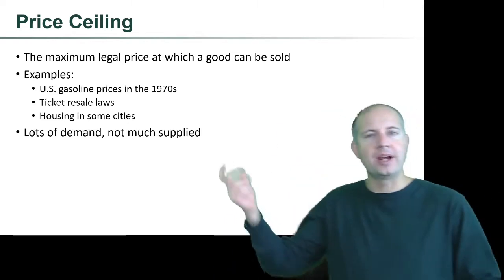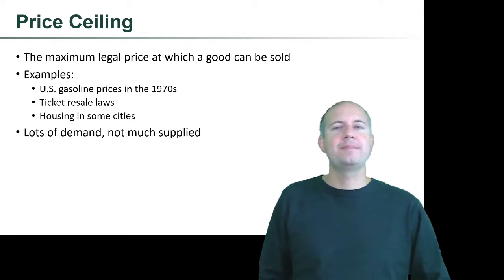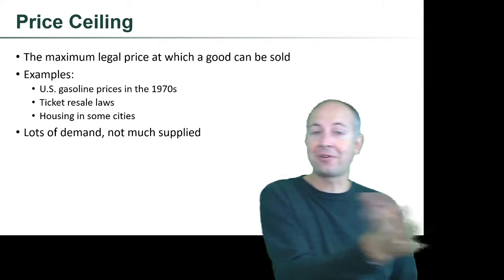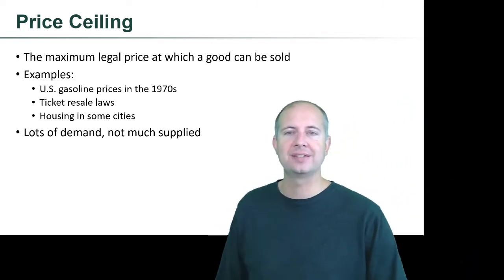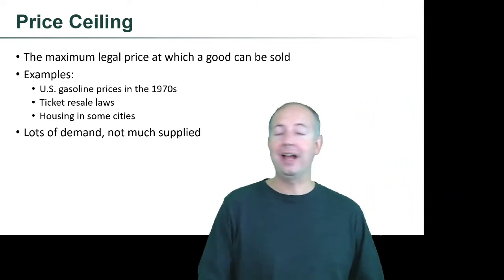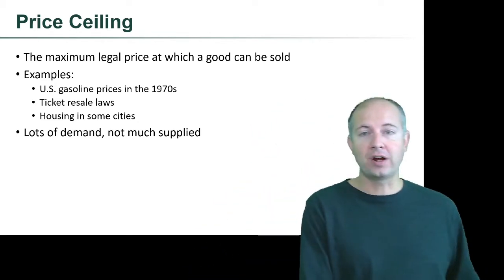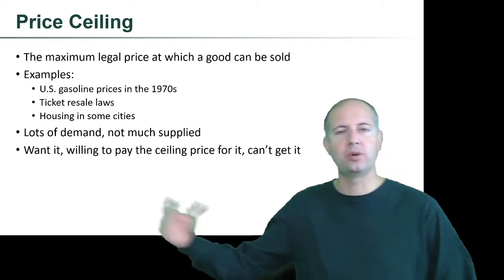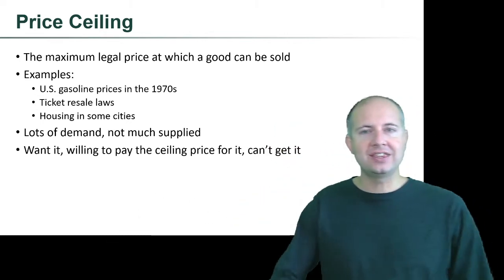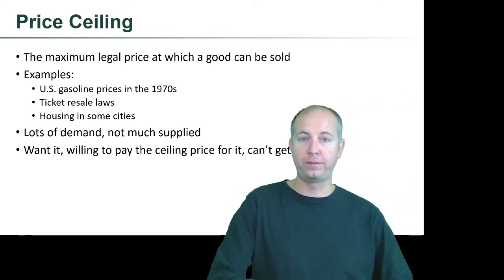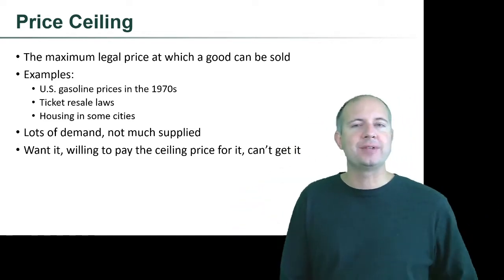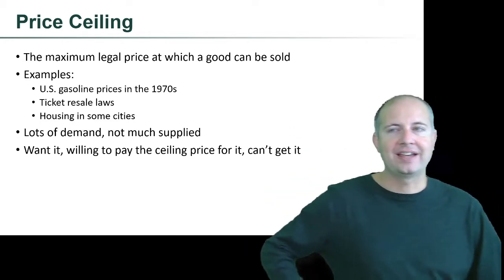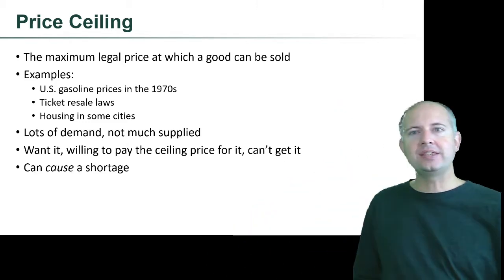This is what we'd expect to happen, right? If you force the price to be low, that means you have an increase in the quantity demanded and a reduction in the quantity supplied. If milk is really cheap, I'm going to want to buy a lot of it. And if I'm a dairy farmer, I'm not going to want to supply much of it. That means you're going to want the good, and you're willing to pay the ceiling price for it, whatever we're forcing the price to be. Well, you can't get it because there are lots of people who want to buy it at that price, but not many people willing to sell it at that price. This is something that can cause a shortage.